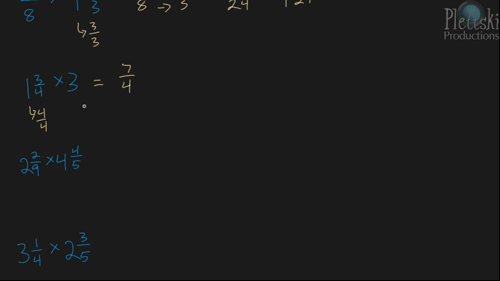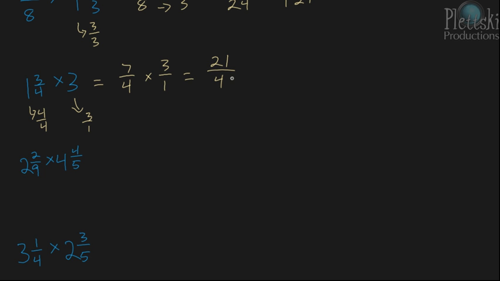So 1 3/4 is the same thing as 7/4 times 3, but we're going to rename 3 as 3/1, because 3/1 is the same thing as 3. And again, we're going to multiply the numerators. So 7 times 3 is 21. And multiply the denominators. So 4 times 1 is 4.